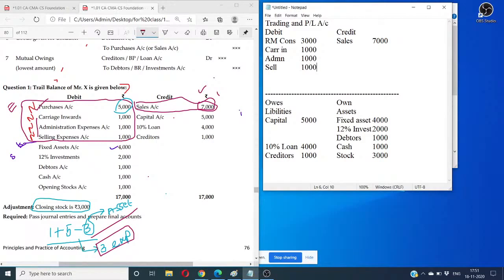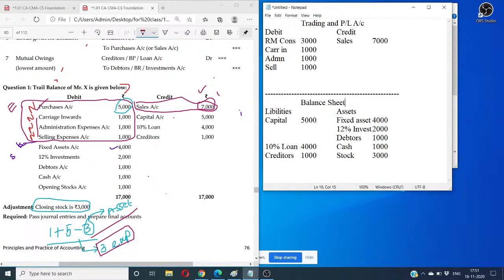Do you have any confusions in the classification of these items as trading and P&L account? In the trading and P&L account, what are the things that are going to be recorded? Only the nominal accounts, meaning those items having no future impact. And then the second block I'm going to record here is the financial position. Usually I name this as balance sheet.